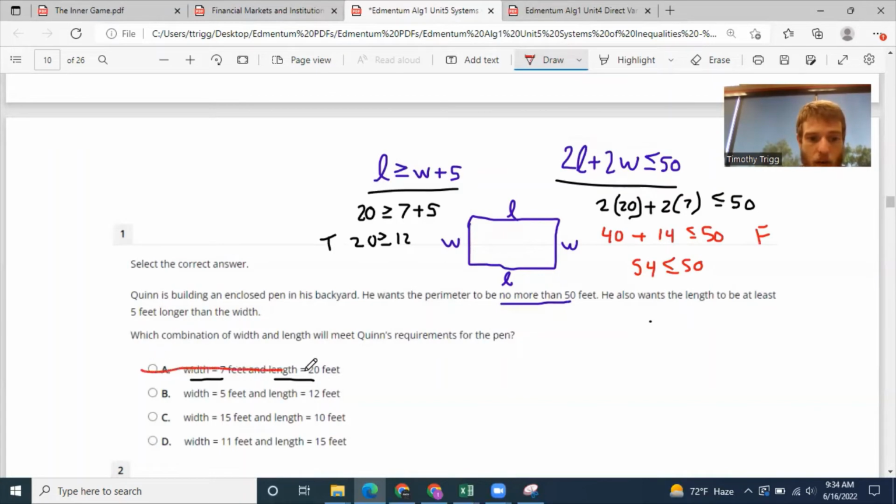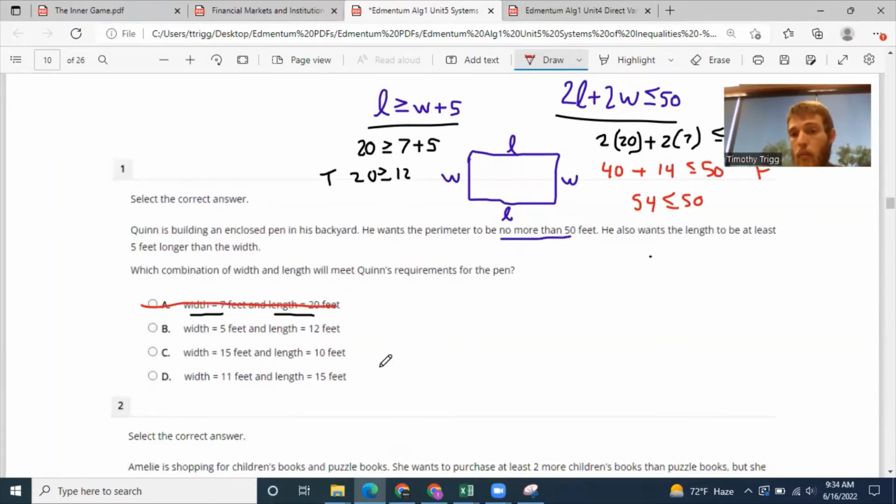That means this is not the correct answer. So check the other 3. One of these will produce a true statement for both inequalities.